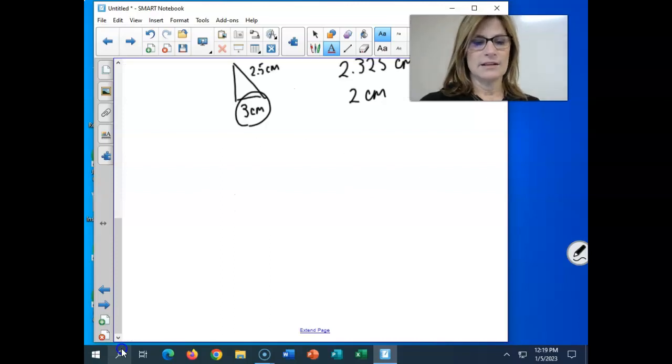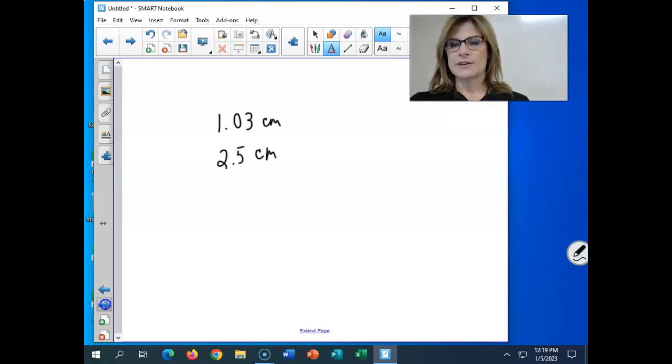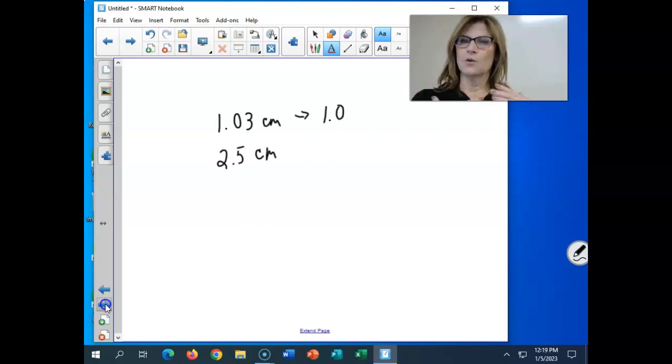If you had a list of measurements and we had 1.03 centimeters and 2.5 centimeters, your least specific number there is the nearest tenth, so you would round this to the nearest tenth as well. So if you are multiplying things together, you can't end up with 5 decimal places if whatever tool that you're using doesn't measure to 5 decimal places.